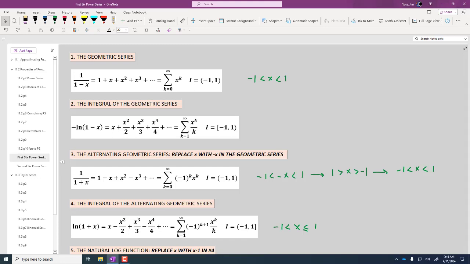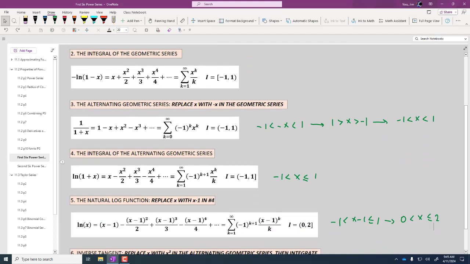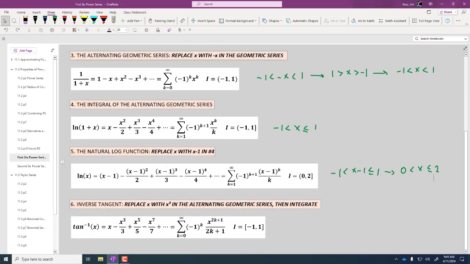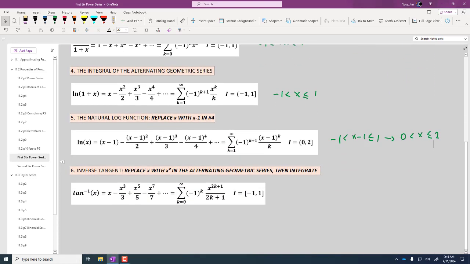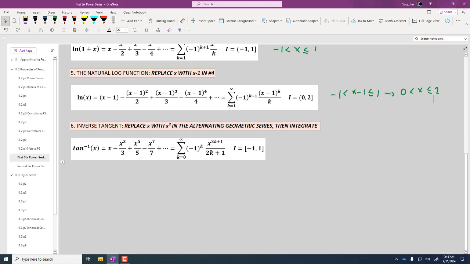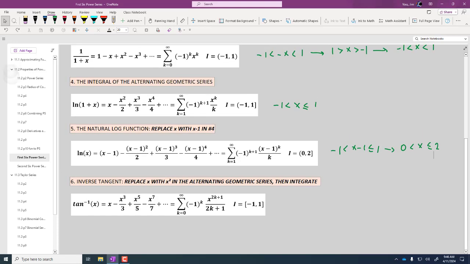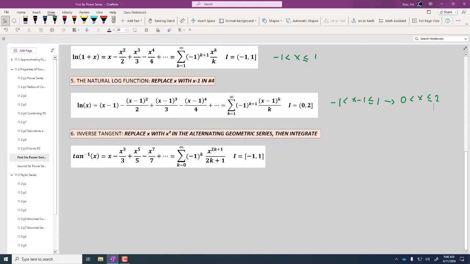So with the geometric series and doing things to it, integrating it, I've told you what's happening up here. So here we integrate the geometric series to get that power series. Here we create the alternating geometric series with a substitution of negative x. Here we integrate the alternating geometric series. This is just a shift from up here. We replace the x in here with x minus 1 and simplify it. And then we talked about how to get to this one. If you take the alternating geometric and you replace the x with x squared and then integrate, that'll give you the arctangent one.